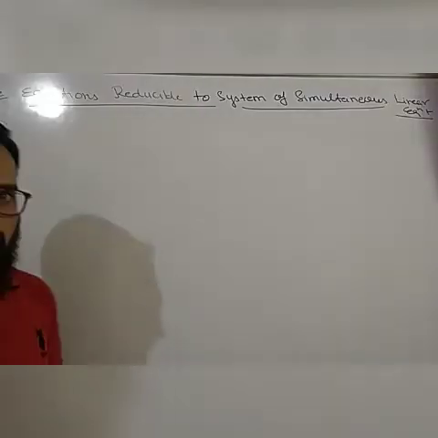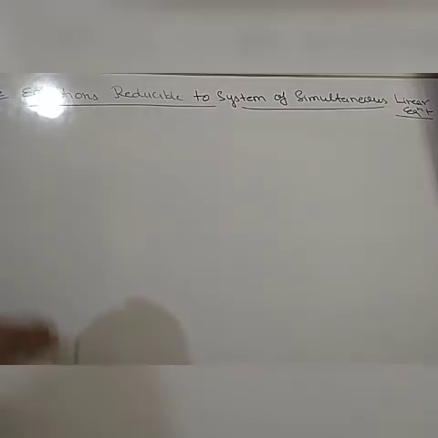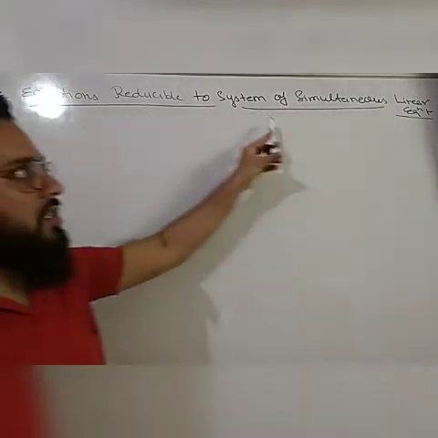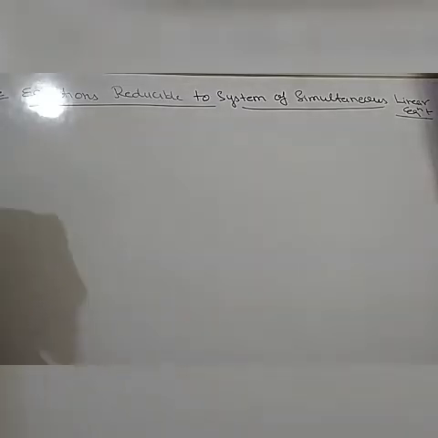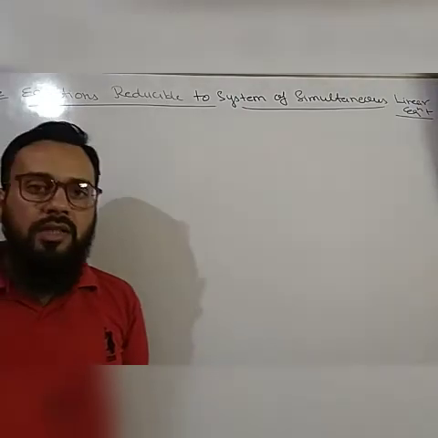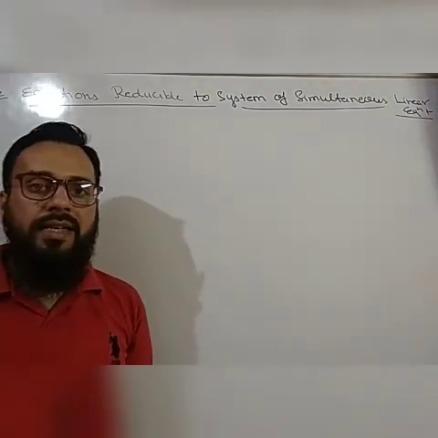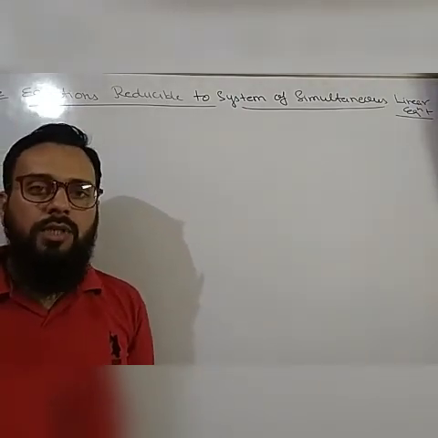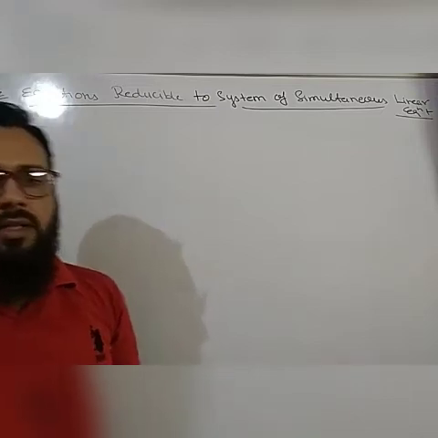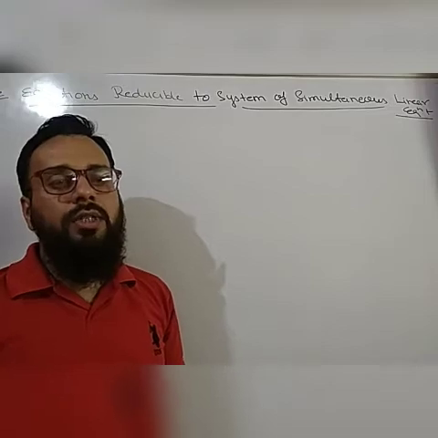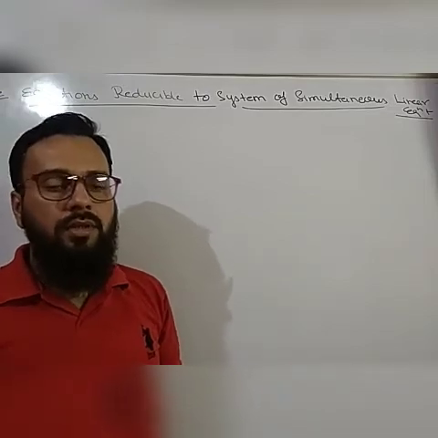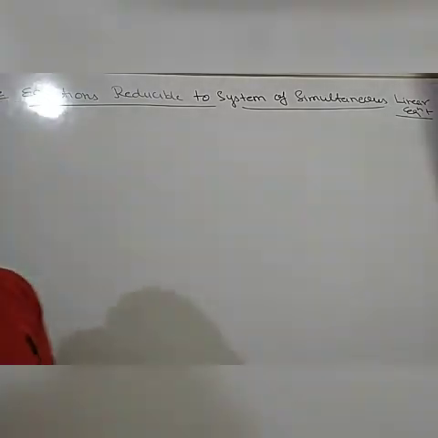Now we are coming to the third method: equations reducible to a system of simultaneous linear equations. Sometimes we will be given equations which will not be in the general form of a linear equation, that is ax plus by plus c is equal to 0. It is the general form. So sometimes the question may be in such a way that it is not the general form of a linear equation. Okay, so let us take an example.